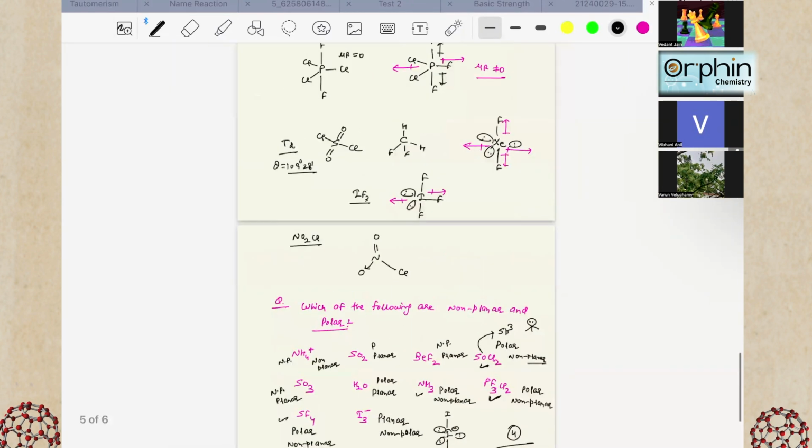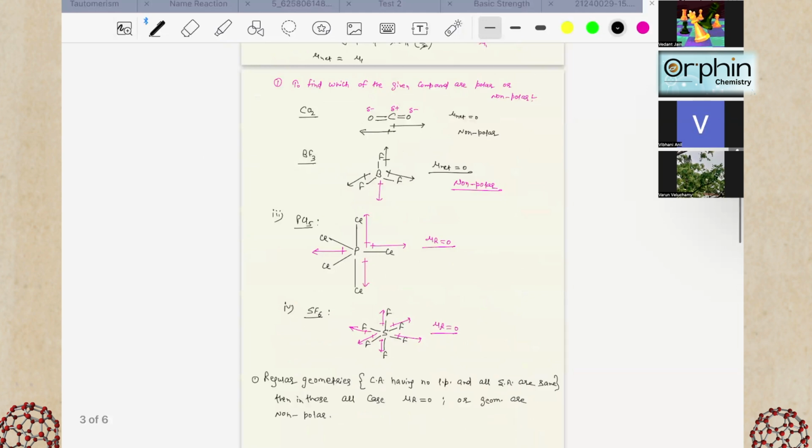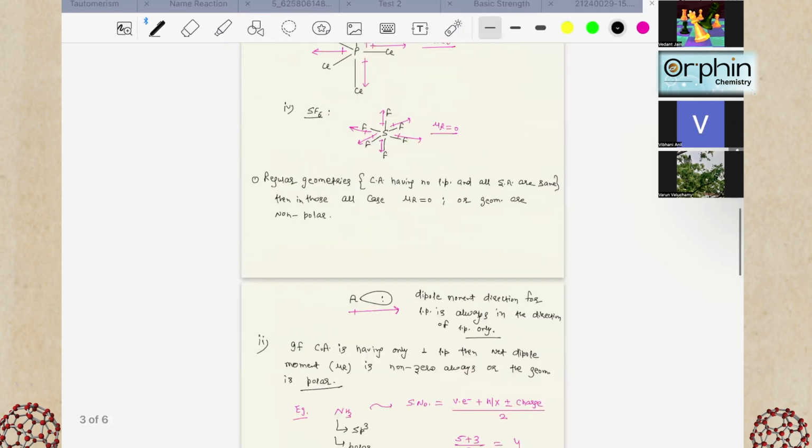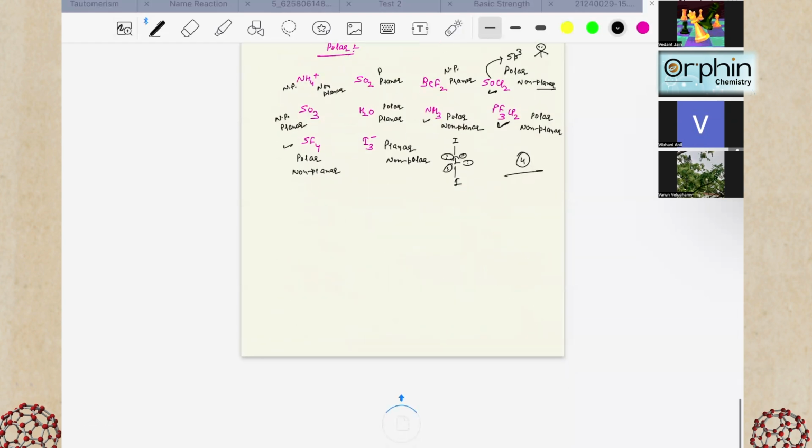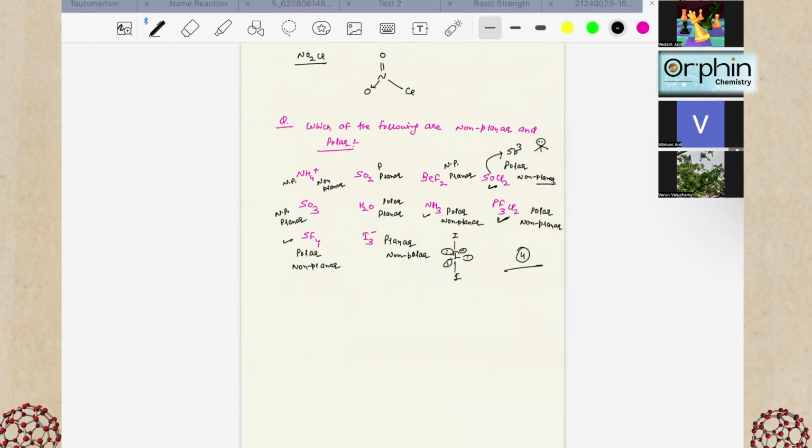Right, so we'll be keeping up to here only. In the next class, we'll be completing the dipole moment also, and we'll be starting another topic also. Right? I think in this topic, at least you are comfortable, you are able to solve it. Next class, we'll be doing another topic. The dipole moment will be completed first.